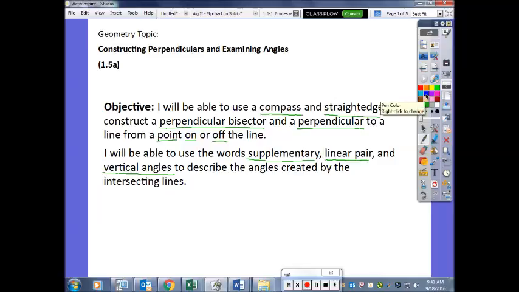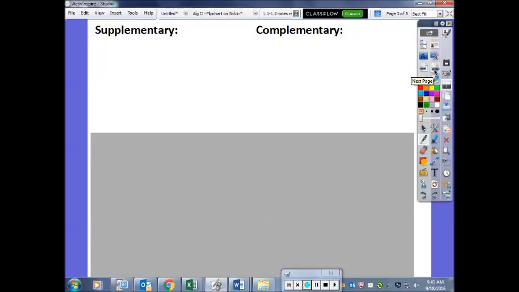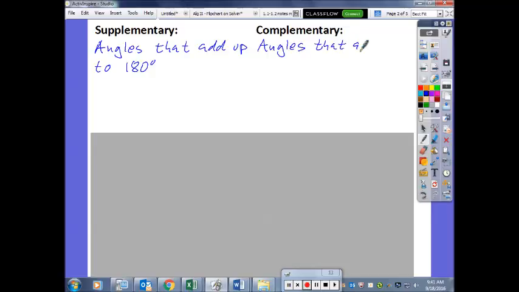Now let's talk about some vocabulary first. Supplementary angles are angles that add up to 180 degrees. Complementary angles are angles that add up to 90 degrees. Now we're not going to talk so much about complementary angles today. We're mostly going to focus on supplementary angles.